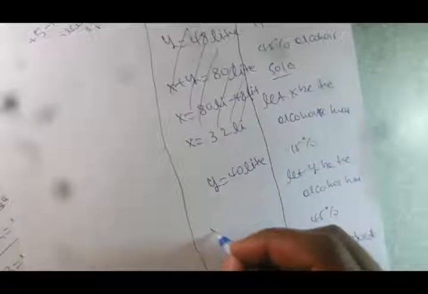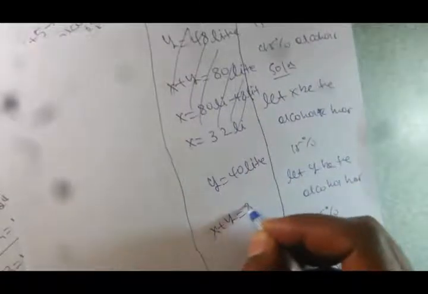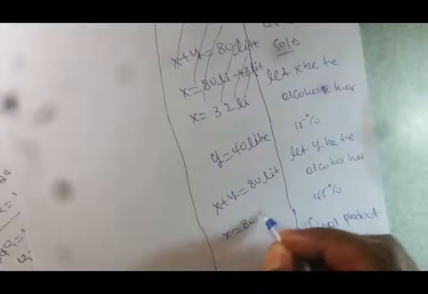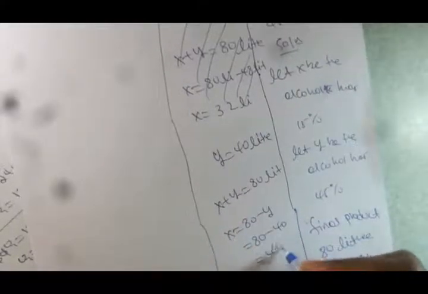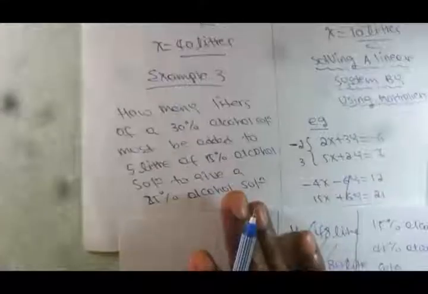To find the value of x, we know x plus y is equals to 18 liter. To find x is equals to 18 minus y. 18 minus 14 is equals to 14 liter. Both of them have a 14 liter chance.